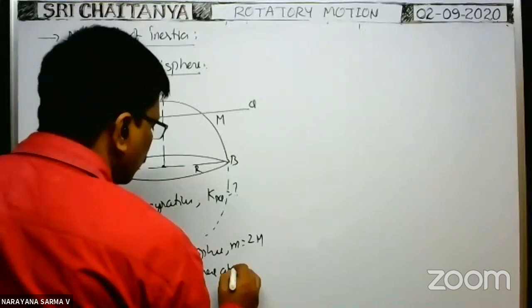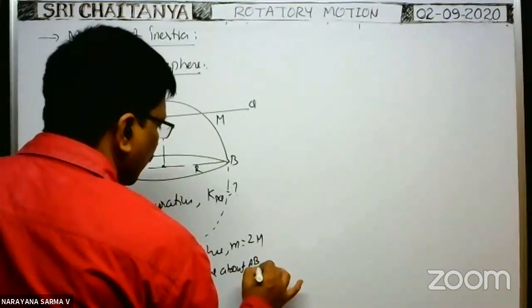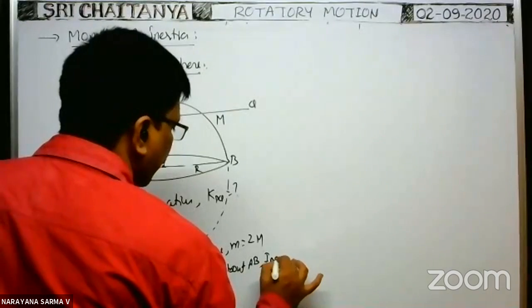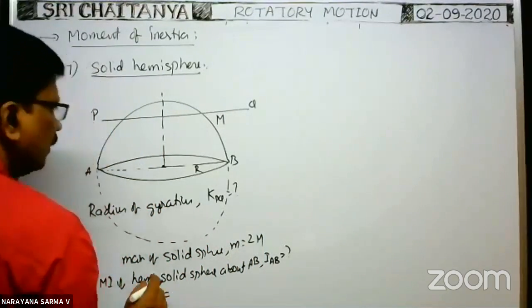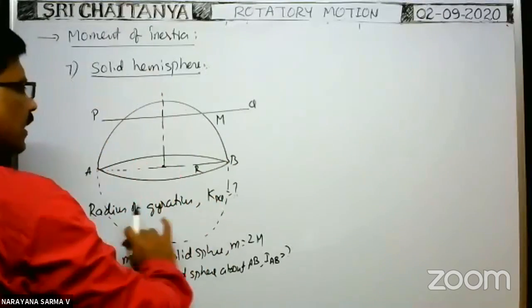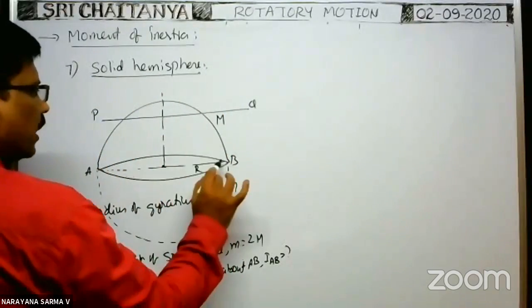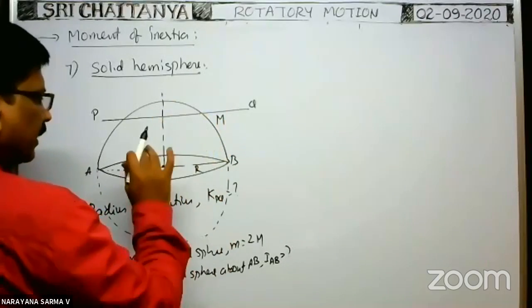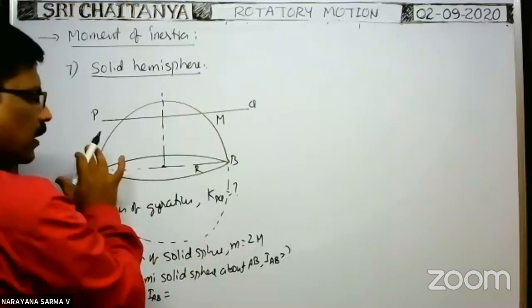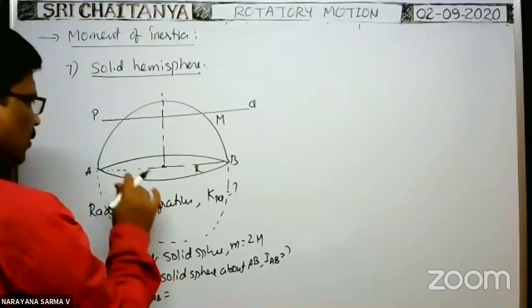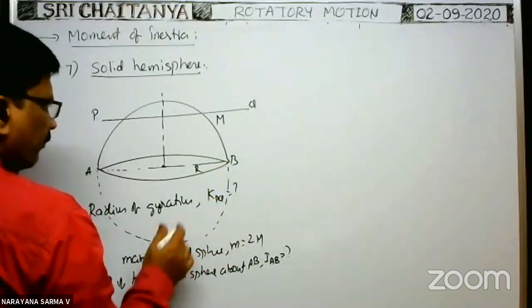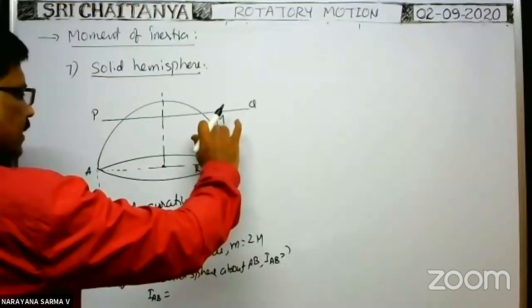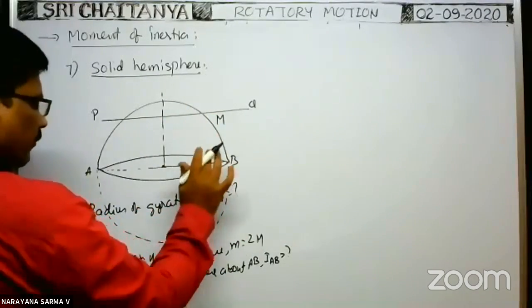about AB is IAB. That IAB is equal to how much? About the entire solid sphere, you find the moment of inertia about this axis and you make it half. That gives the moment of inertia for the remaining part. So the moment of inertia of the hemi-solid sphere about this axis is equal to the moment of inertia of the entire solid sphere about this axis divided by 2.